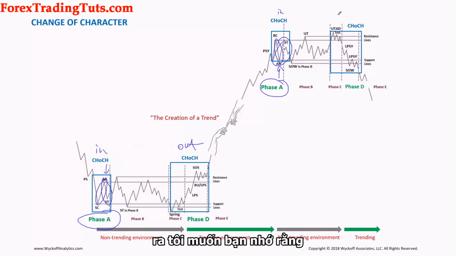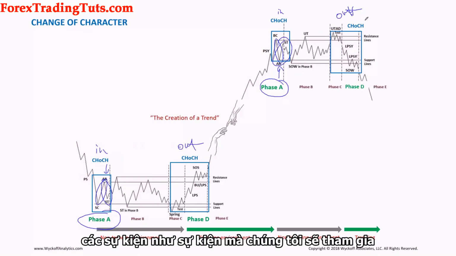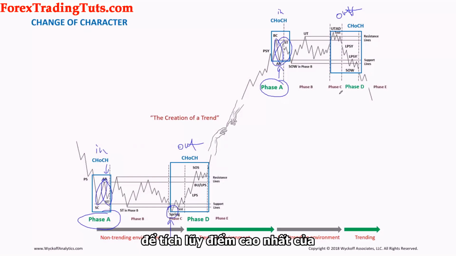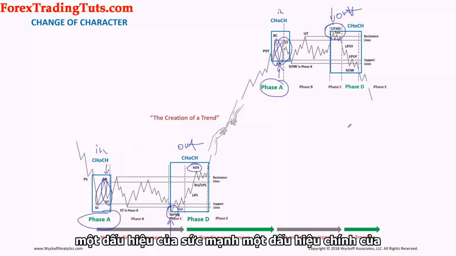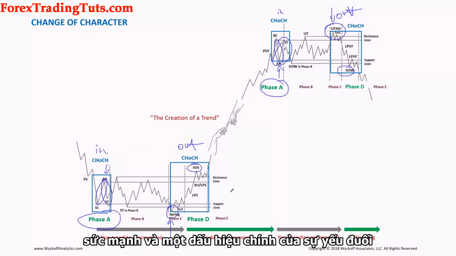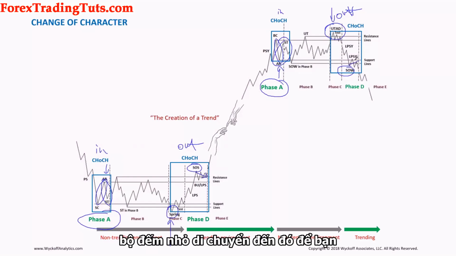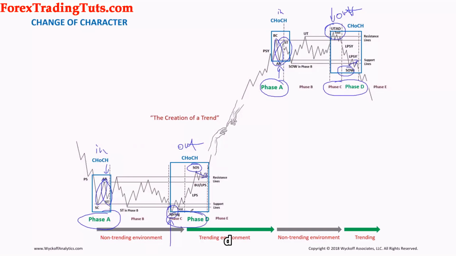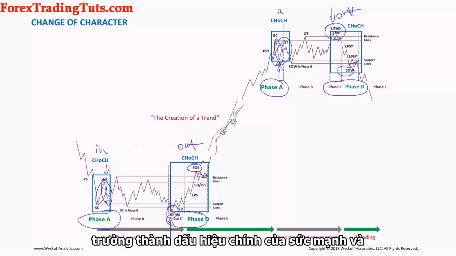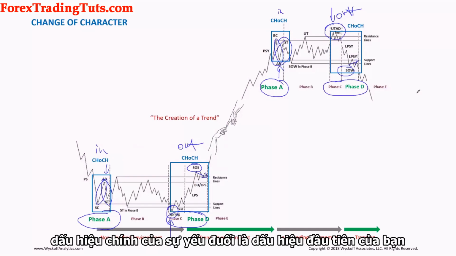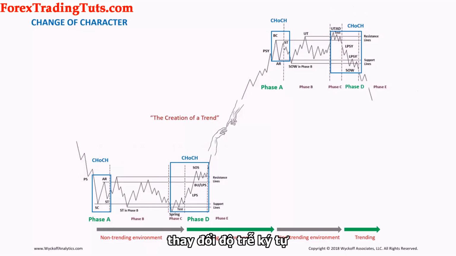On the way out, I want you to remember the Wyckoff events that we're going to discuss: the lowest point of the trend in phase C for accumulation, the highest point of the trend in the distribution, and then a major sign of strength and a major sign of weakness, which are going to be followed by a small counter move to that. So you're going to be predominantly in phase C and D, and you're going to be covering the major sign of strength and the major sign of weakness as your first change of character flag.